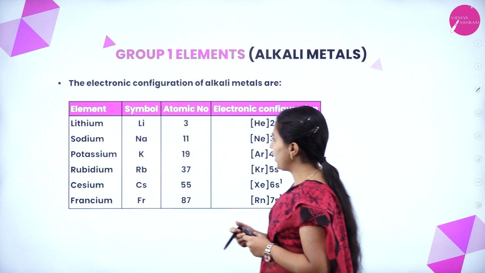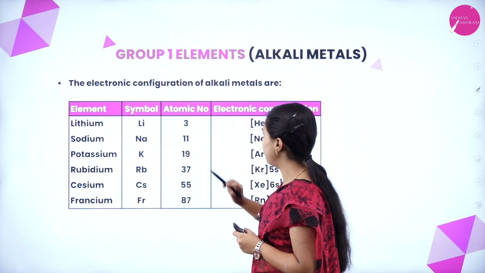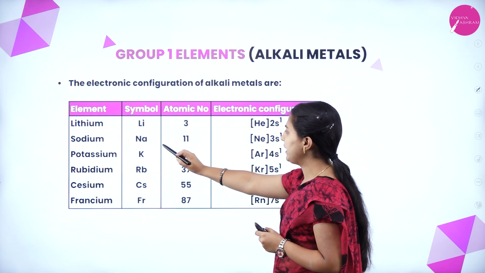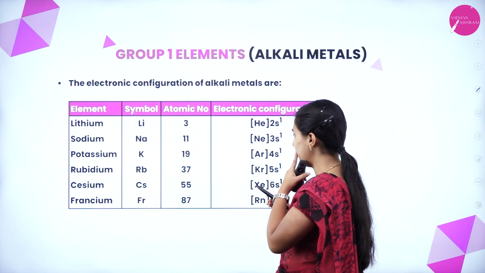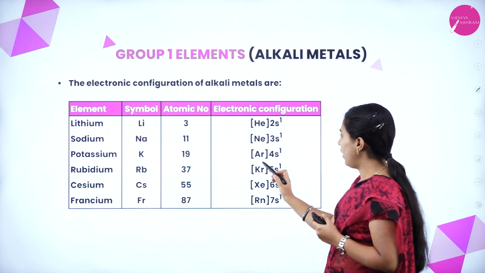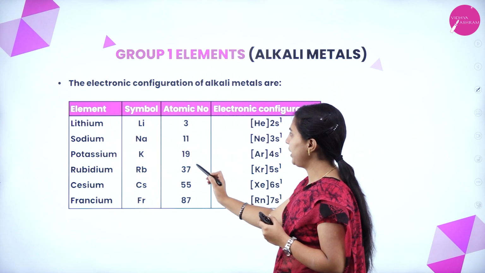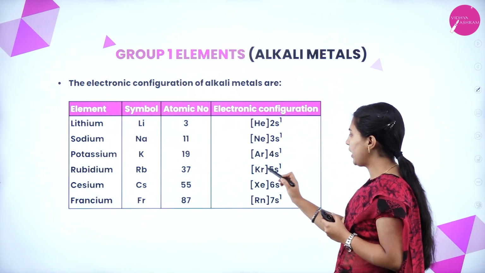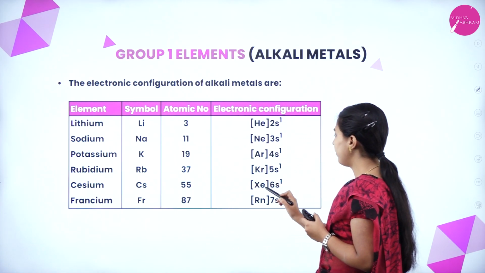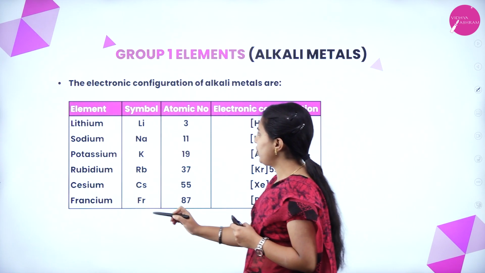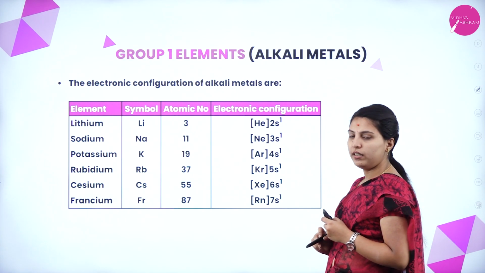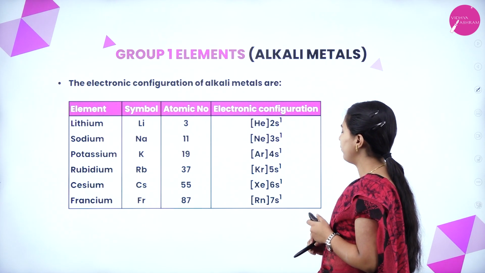See here the electronic configurations. Lithium, symbol Li, atomic number 3, is [He] 2s1. Sodium, Na, atomic number 11, is [Ne] 3s1. Potassium, K, 19, is [Ar] 4s1. Rubidium, Rb, atomic number 37, is [Kr] 5s1. Cesium, Cs, 55, is [Xe] 6s1. Francium, Fr, atomic number 87, is [Rn] 7s1.